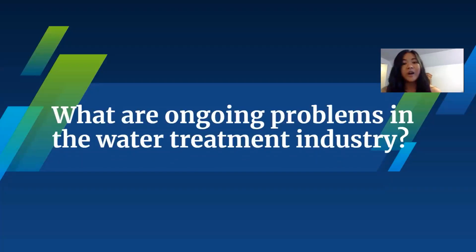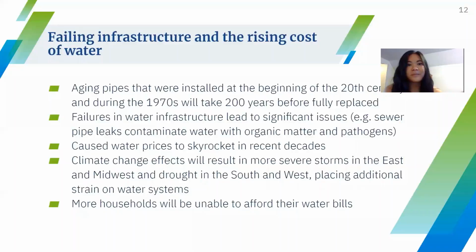However, there are still ongoing problems in the water treatment industry. The first is failing infrastructure and the rising cost of water. Aging pipes that were installed at the beginning of the 20th century will take 200 years before they're fully replaced. And failures in water infrastructure lead to very significant issues. This has caused water prices to skyrocket in recent decades. In addition, climate change effects will result in more severe storms in the East and Midwest and drought in the South and West, placing more strain on water systems. Ultimately, in the future, more households will be unable to afford their water bills.